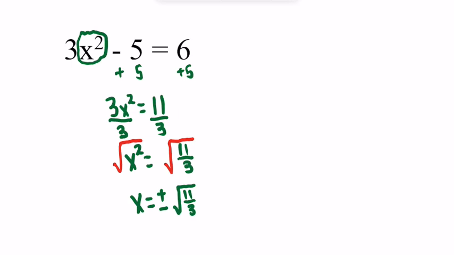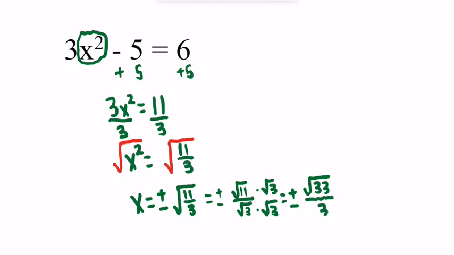Some people like to make sure you rationalize the denominator whenever you can. So if we think of this as plus or minus square root of 11 over the square root of 3, to rationalize the denominator, we would multiply the top and bottom by the square root of 3, and we end up with plus or minus the square root of 33 over 3.